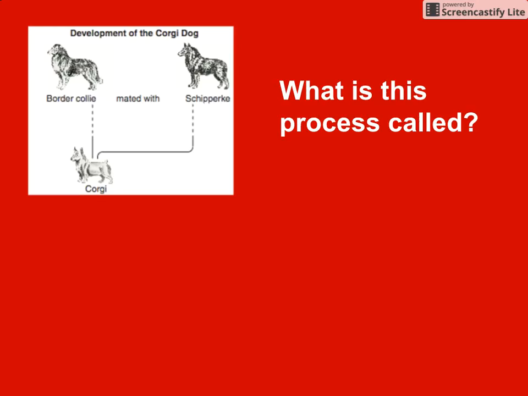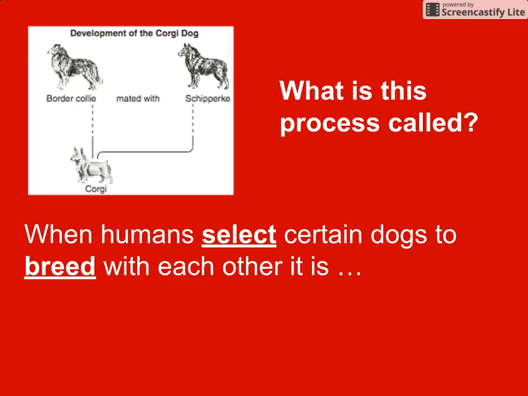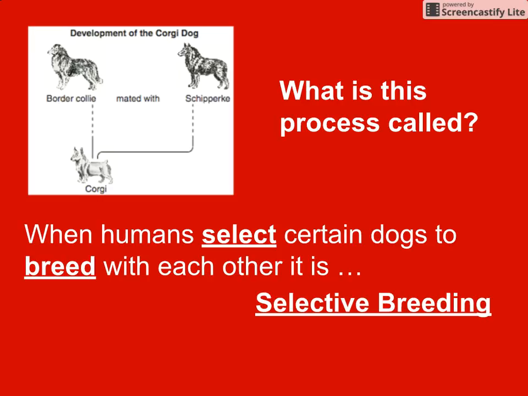Okay, looking at the development of the corgi, how it developed over time. This is the process when humans select certain dogs or organisms to breed with each other. And hopefully you're able to identify that as selective breeding.